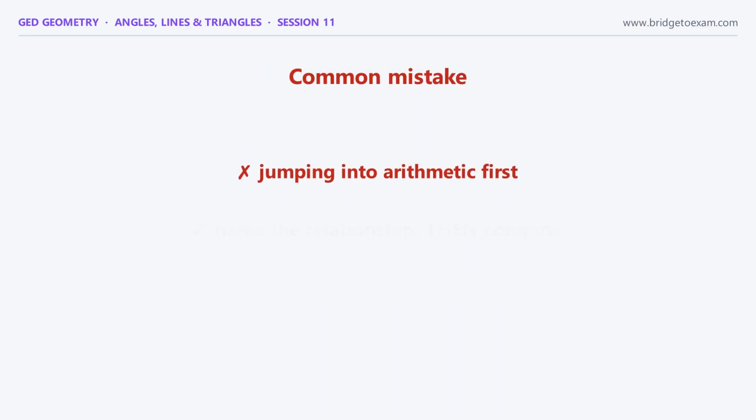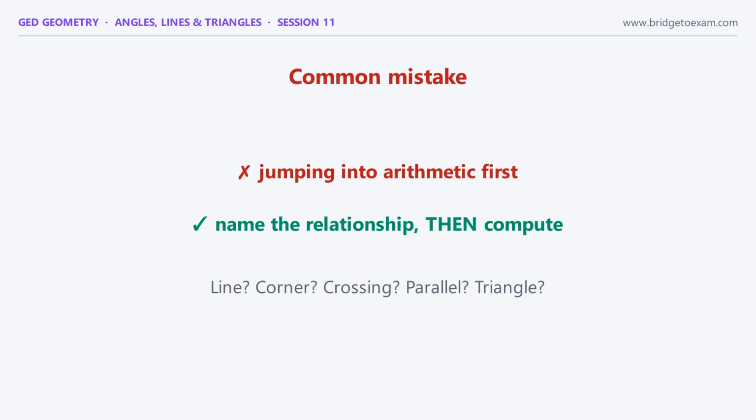Now, the most common mistake. Students dive straight into arithmetic without first identifying what the angles form. That's how you end up subtracting from the wrong total. Always name the relationship first: line, corner, crossing, parallel lines, or triangle, before you touch the numbers. Naming it tells you whether the total is 90, 180, or 360.